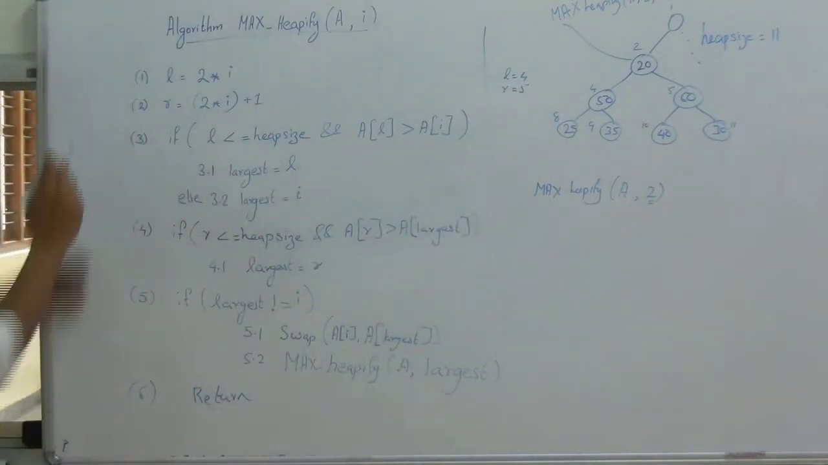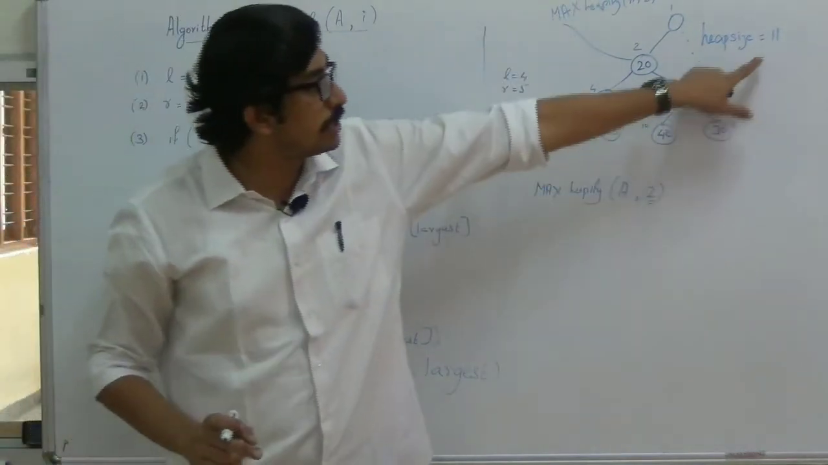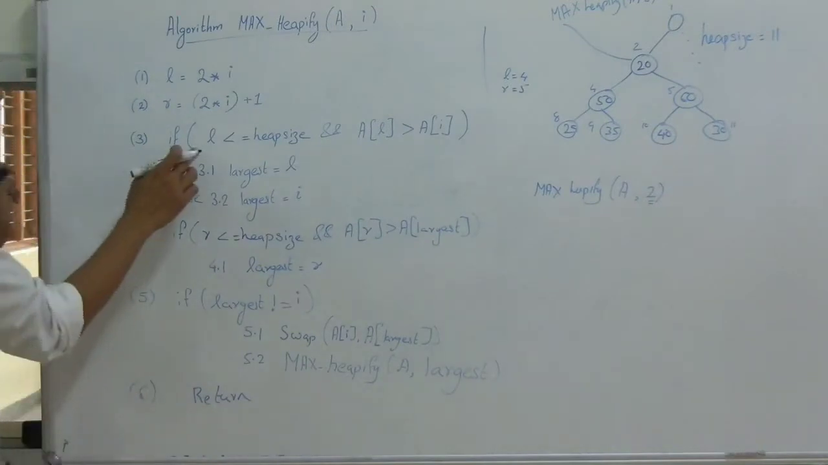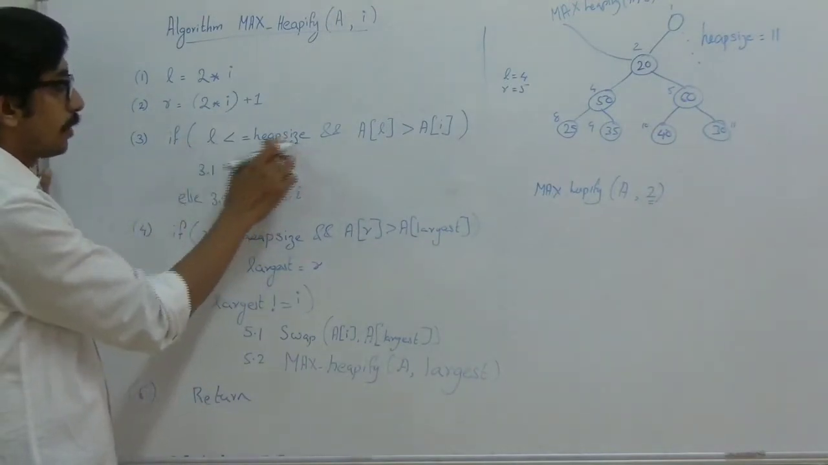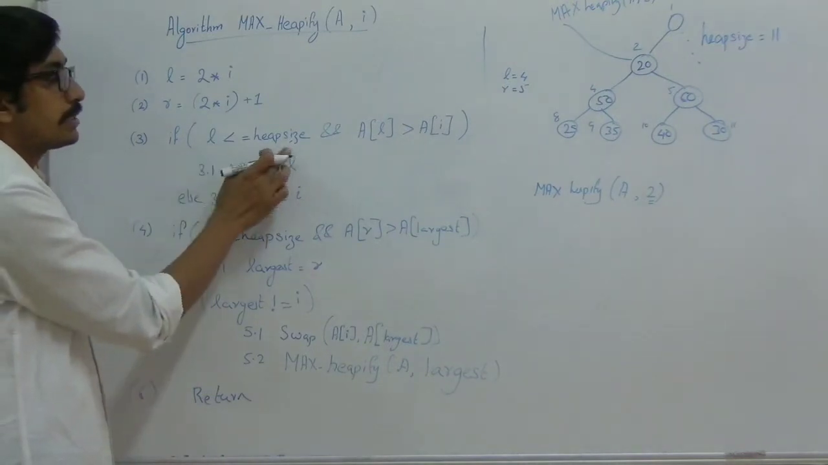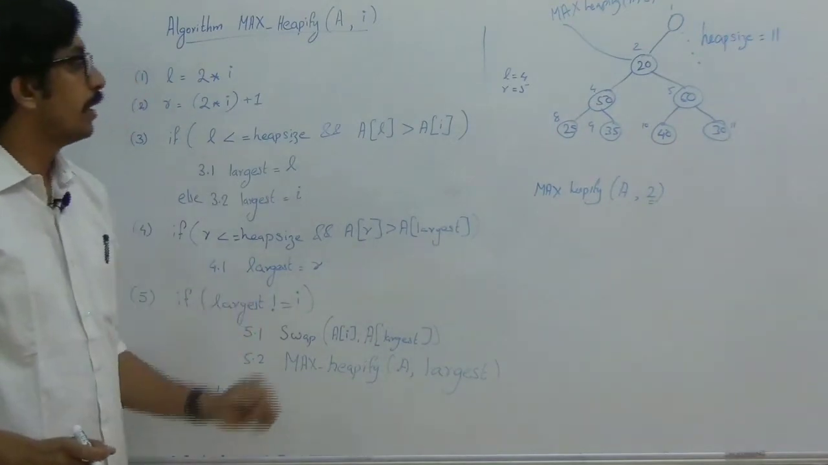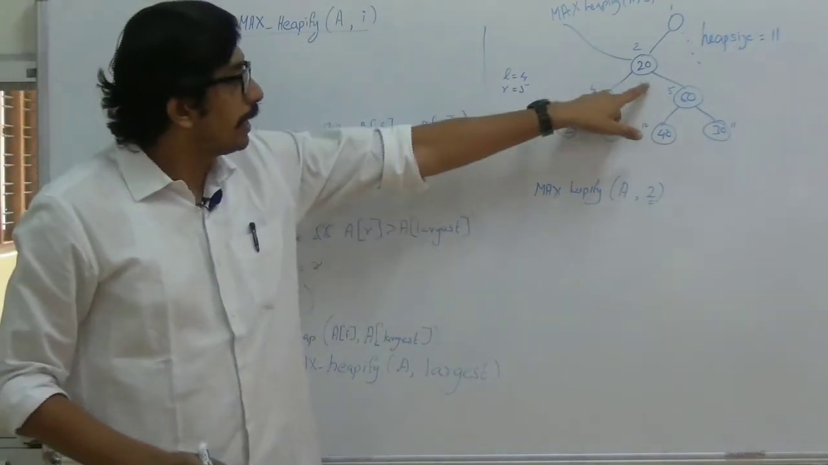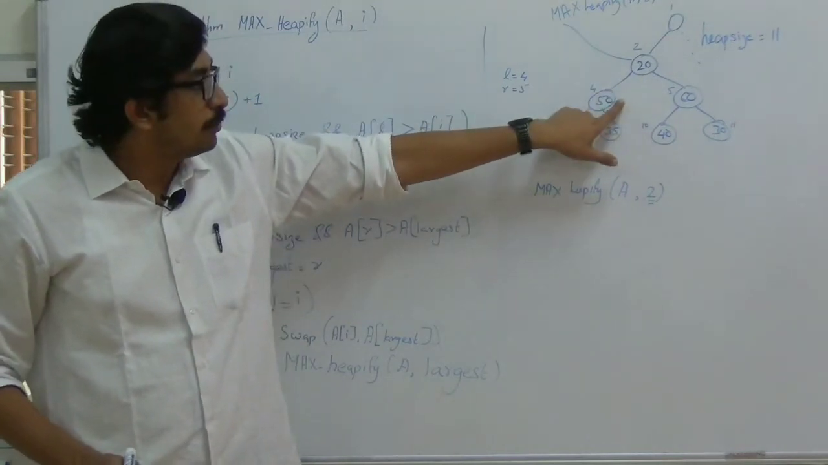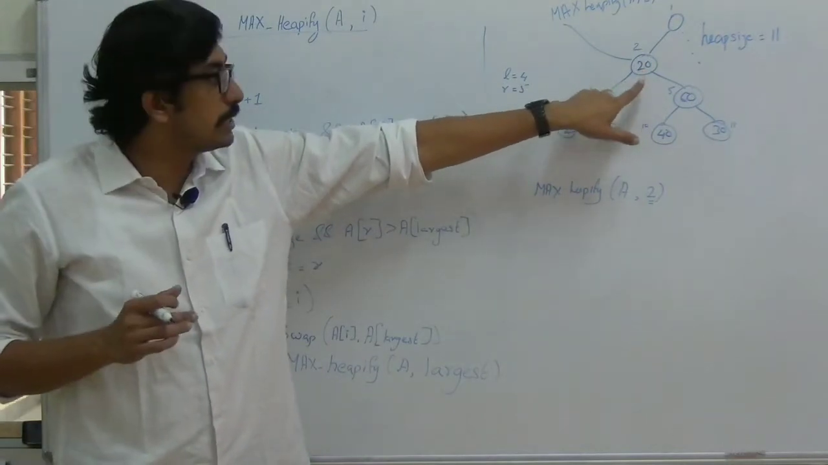So first we are finding the index of left and right, and here you can see the heap size is 11, which is the length of array. And now first we are checking whether it is a valid node. If it is a valid node, the index of left child will be less than heap size. So 4 is less than 11, which means it is a valid node. And next we are checking whether A of L is greater than A of I. We are checking whether 50 is greater than 20. So 50 is greater than 20.